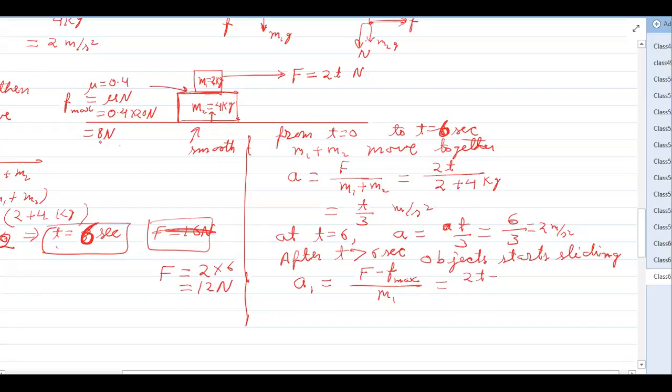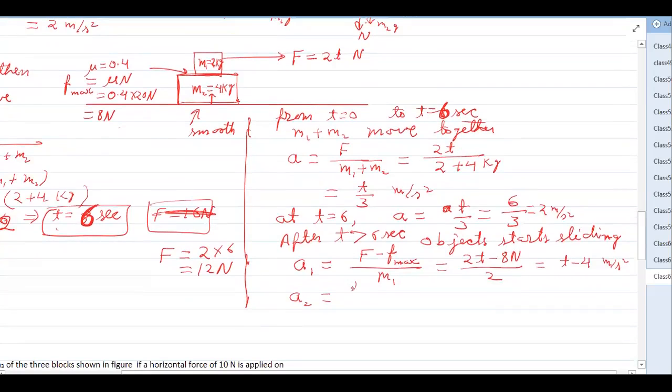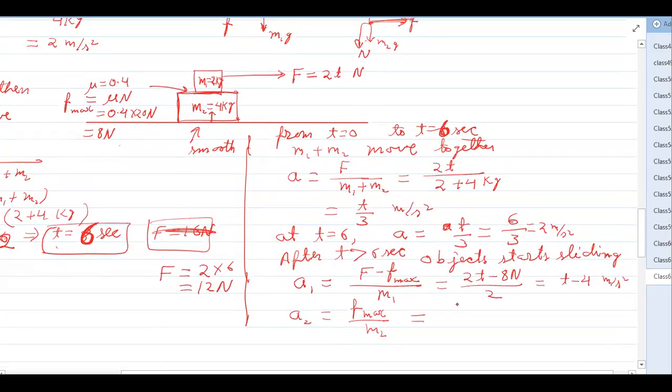So force applied will be 2t minus maximum friction. Maximum friction was how much? 8 Newton, divided by mass M1, which is 2 kg. So that is t minus 4. So this much will be the acceleration. Similarly for A2, A2 has only one force, only friction. So that will be F max by M2, that is 8 Newton by 4 kg. M2 is 4 kg. So 2 meters per second square. So the lower object can have maximum acceleration 2 meters per second square.